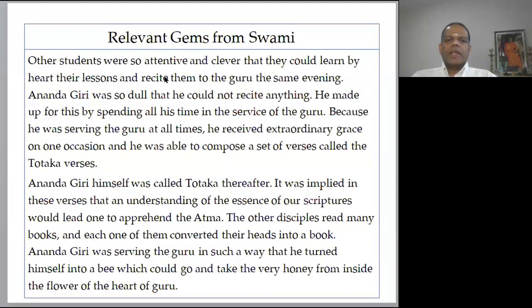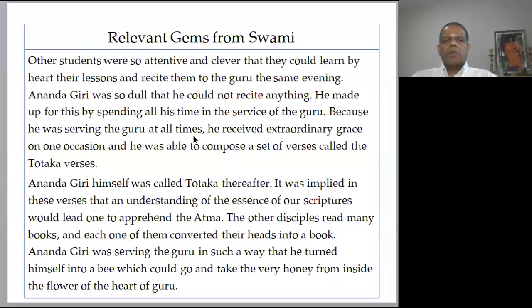Other students were so attentive and clever that they could learn by heart their lessons and recite them to the Guru the same evening. Anandagiri was so dull that he could not recite anything. He made up for this by spending all his time in the service of the Guru.